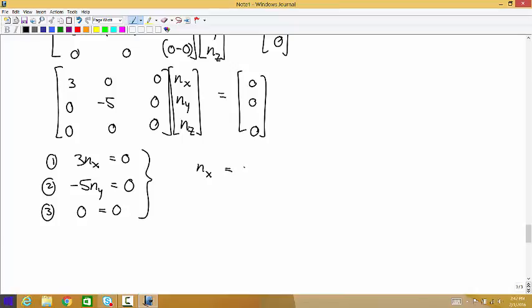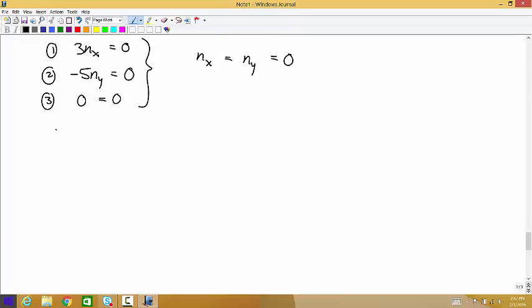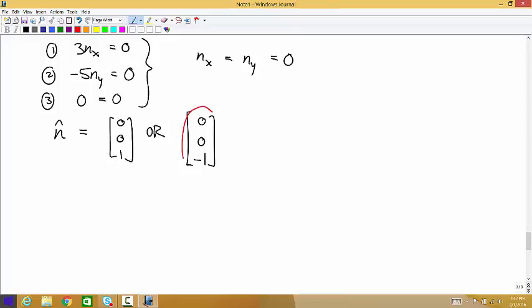So nx is equal to ny is equal to 0, and so our axis is equal to either 0, 0, 1 or 0, 0, negative 1. And let's take the negative again. It's arbitrary, but we'll take that. All right, so now let's look at what our coordinate system looks like.